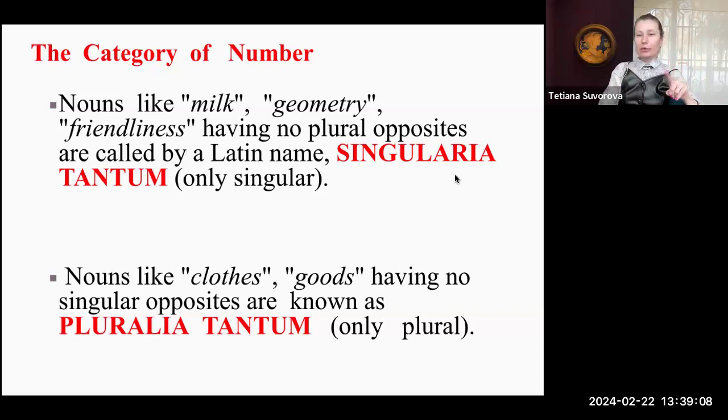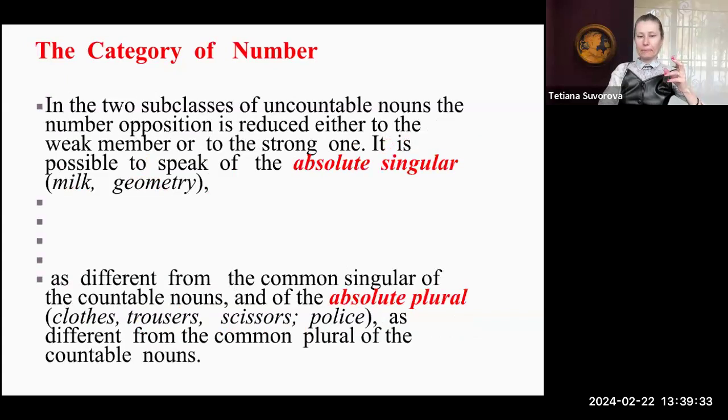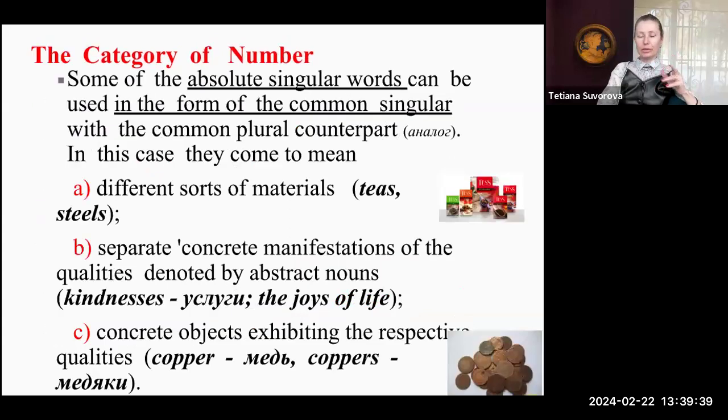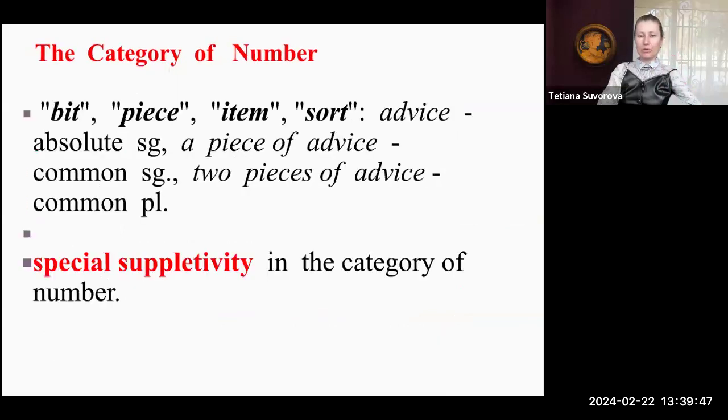Well, but in both languages, we speak about singularia tantum, the words that are used only in singular, and those that are used only in plural, pluralia tantum. For example, goods, clothes, only plural in English. Or, for example, geometry, friendliness, milk. So the same in Ukrainian. So we can say that they are absolute singular or absolute plural, another term, but it is the same. And yeah, so okay, some examples. You will see them on the slide.